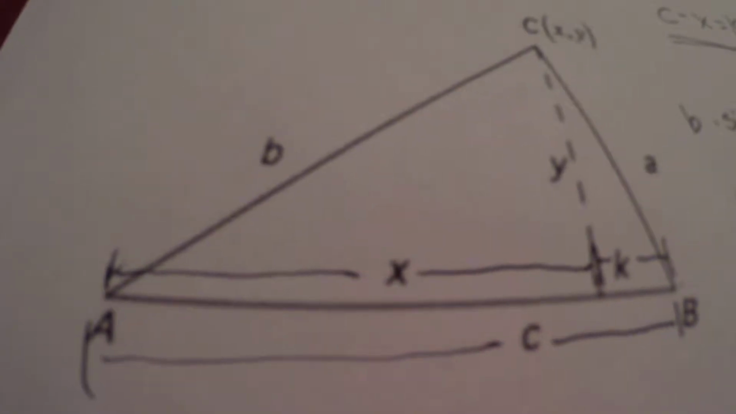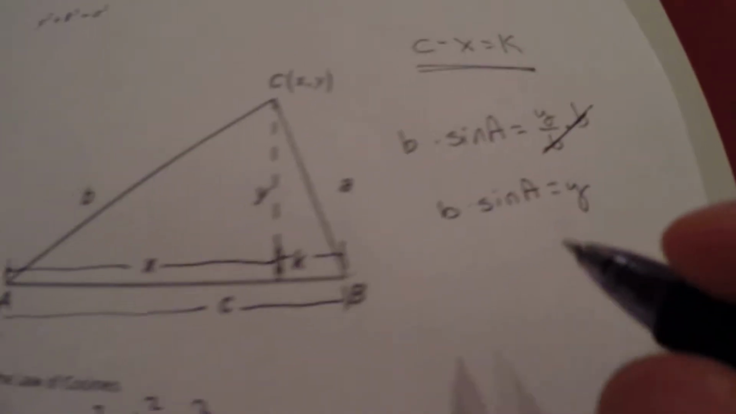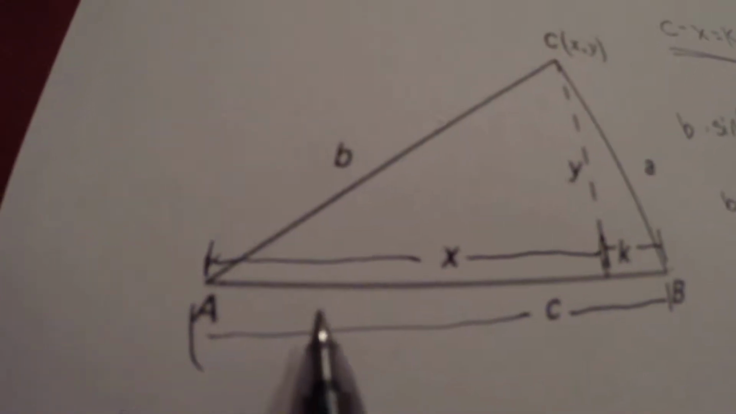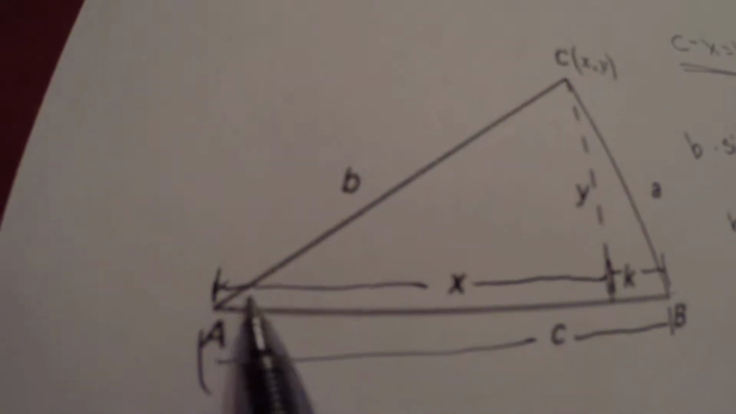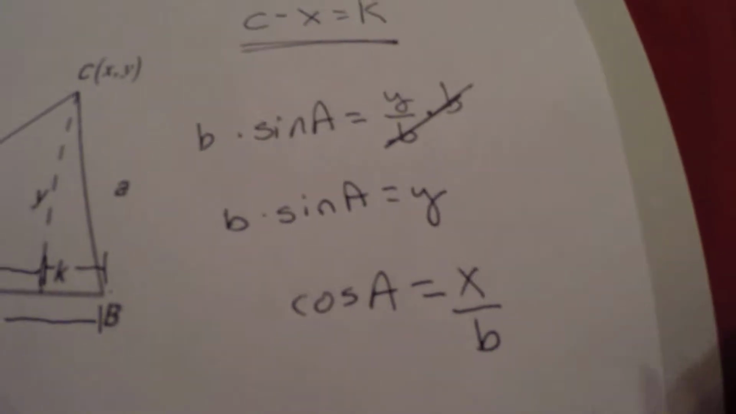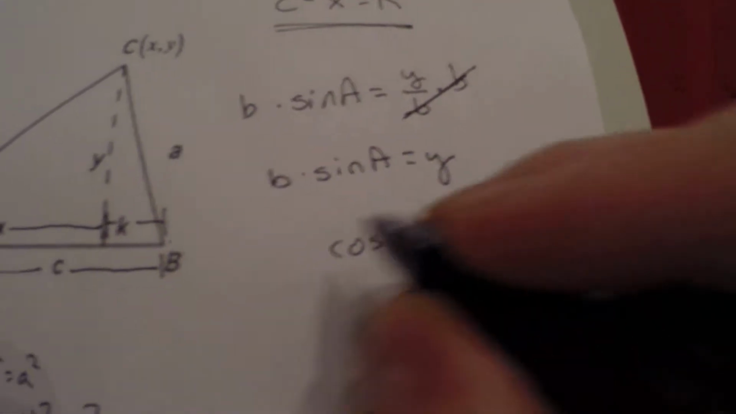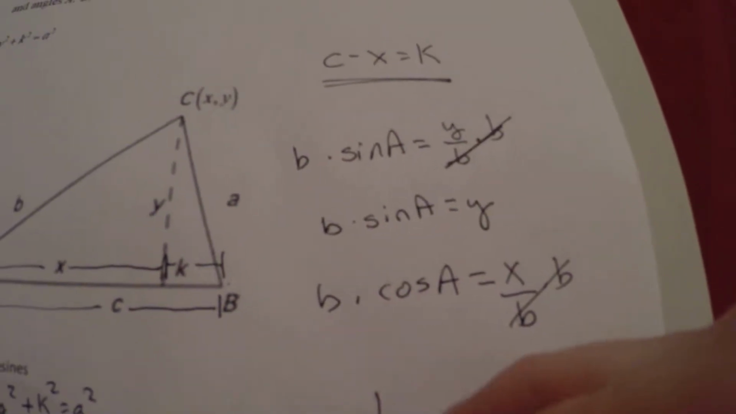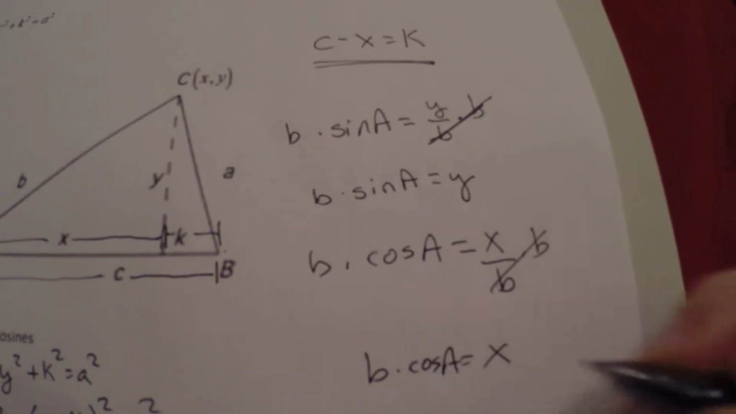Following a similar argument, I can say cosine A is what? Cosine A is adjacent over hypotenuse. So x over b. Yep, x over b. Then I'm going to simplify. Multiply both sides by b. Bam, b cosine a is x.